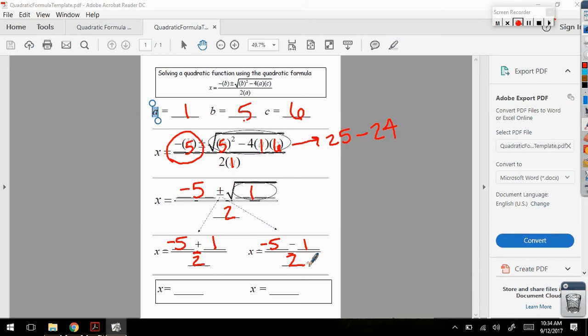Who's confused on that step? I got it, because it's plus or minus. Remember that we split it up, 1 plus 3, 1 minus 3 in the beginning? Same thing. Yes, sir.